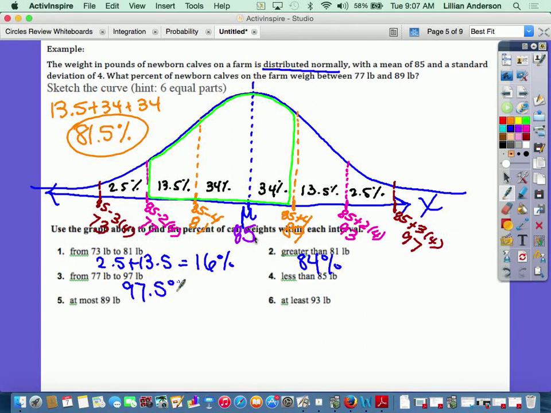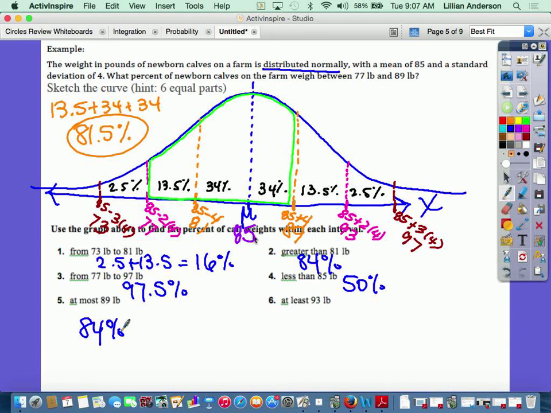97.5, very good. Less than 85 pounds? 50%, because think about it, 85 was our mean, so yes, 50% less than it. At most, 89 pounds. Say again? 84. Very good. At most, that means that we know up to 89 pounds. And at least 93 pounds.